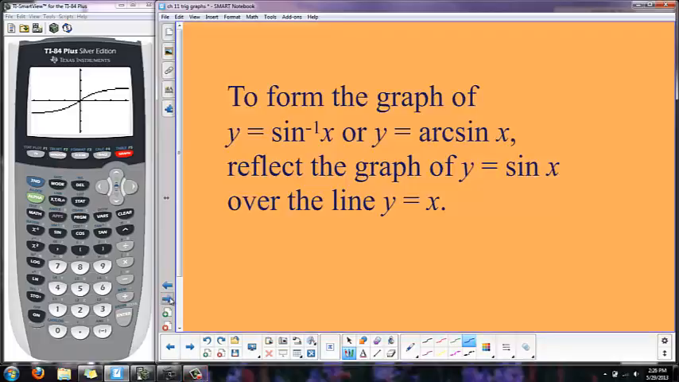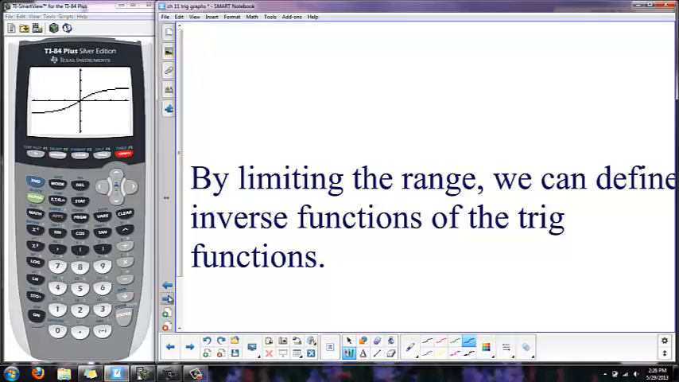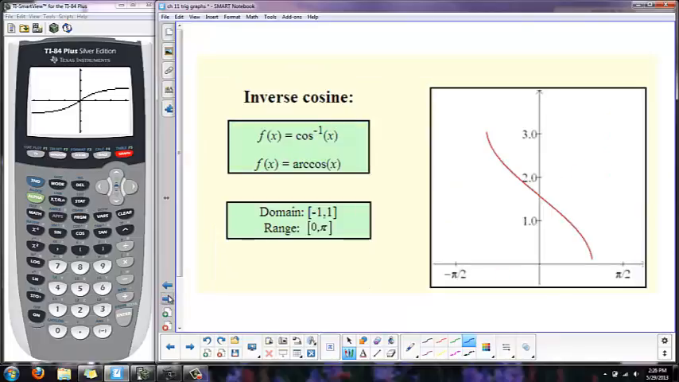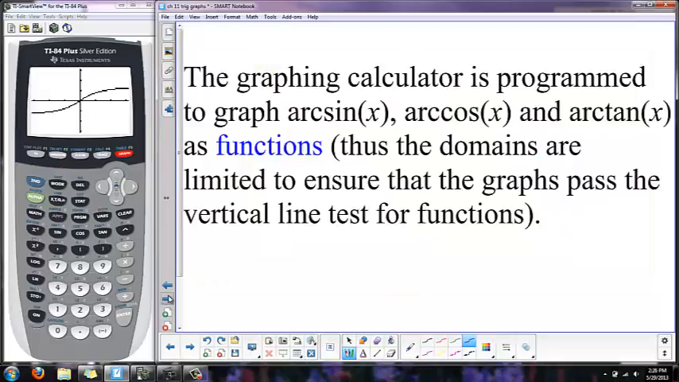Let's see what notes Ms. Tompkins says. To form the graph of the inverse of sine, or arc sine, this is just another way we use to say inverse. Arc just means inverse. Okay? You're going to reflect the graph of sine of x over the line y is equal to x. I'm going to skip through this stuff because we already did this. That's what inverse sine looks like, inverse cosine, and inverse tangent.